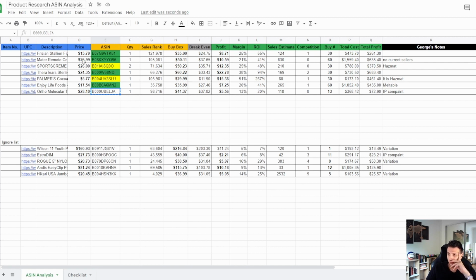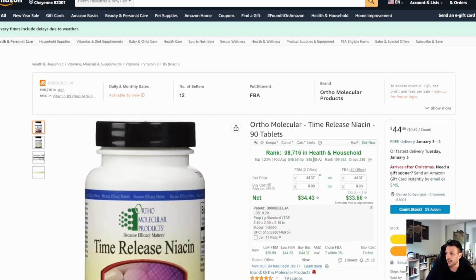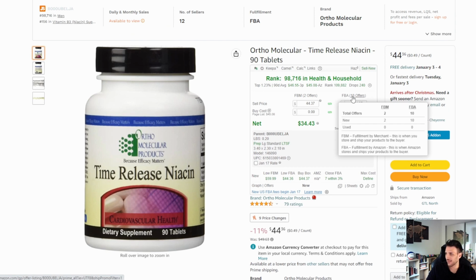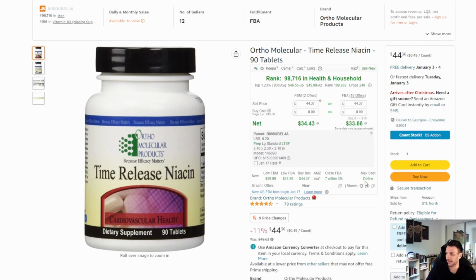All right, so we have a product that costs us $28. It has 20% ROI. So right off the bat, we know that it's only got 20% ROI. It's not too high, so that's not very encouraging. And it's got an IP complaint. And the BSR isn't too good. And there are a lot of sellers. We have 10 plus, so 8 competitive sellers at least at the moment.